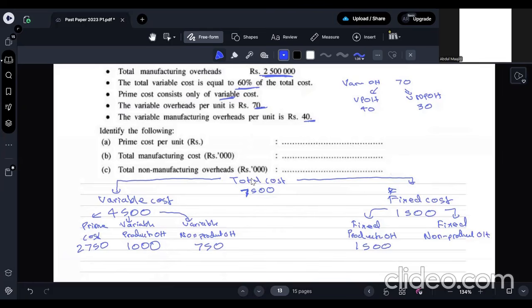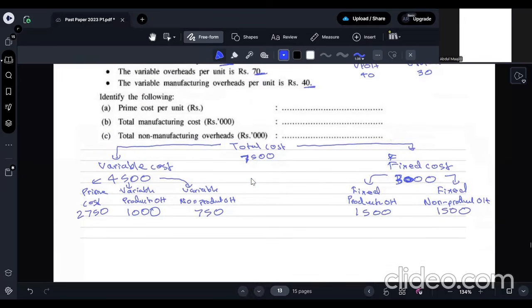1,500,000. Here, wait, I have made a mistake. The fixed cost is 7,500,000 minus 4,500,000, it should be 3 million. Sorry, 3 million. Okay. The fixed production overhead is 1,500,000. Then if the total fixed cost is 3 million and the fixed production overhead is 1,500,000, the fixed non-production overhead also will be 1,500,000.